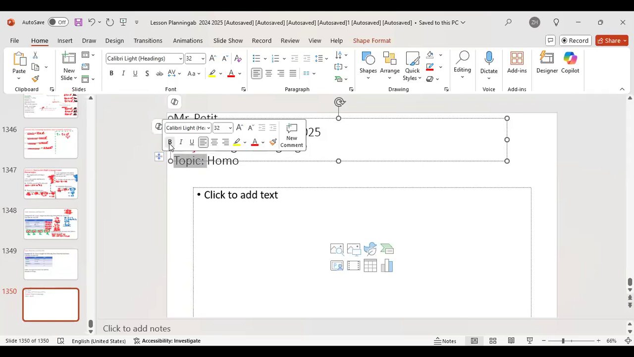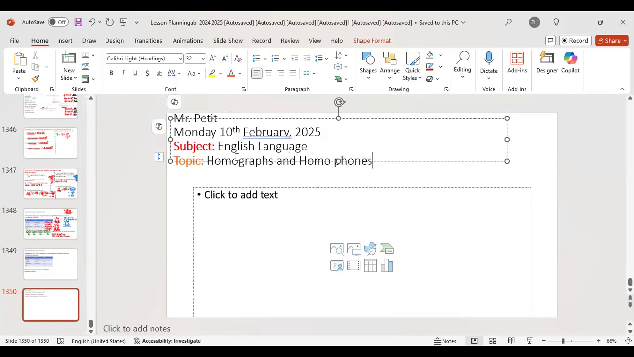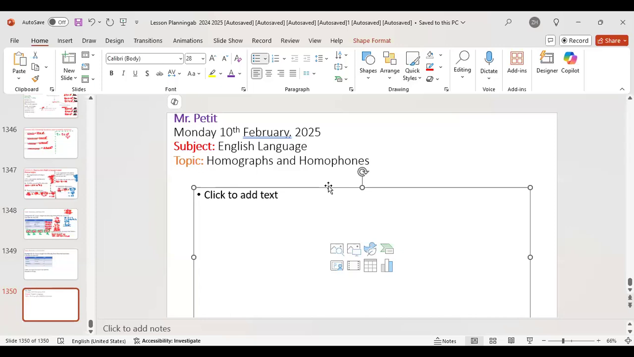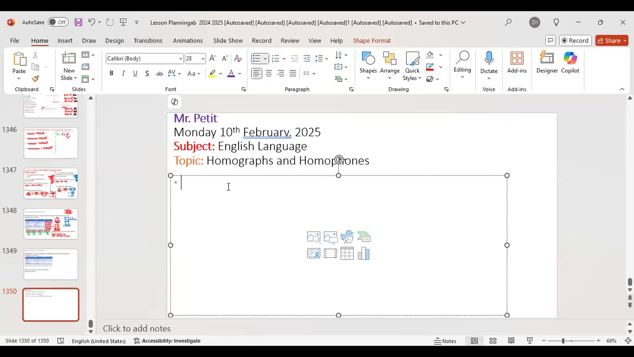Some of you might remember these. Some of you, this may be your first time. Nonetheless, let's go over it. Homographs and homophones. Okay, so what do we mean by homographs and what do we mean by homophones?